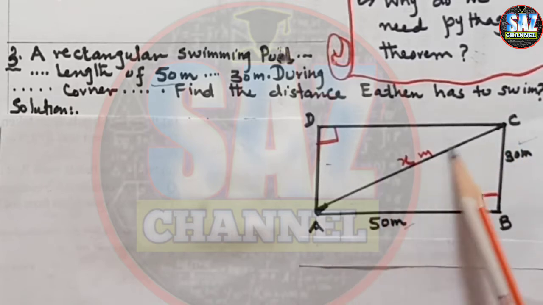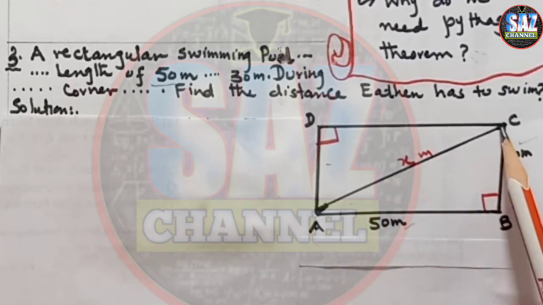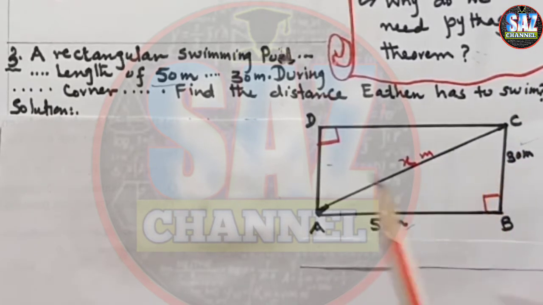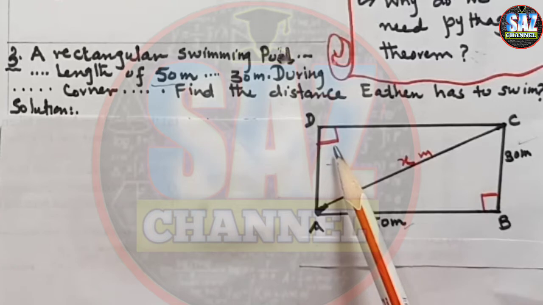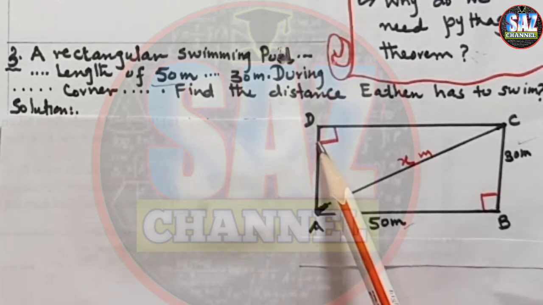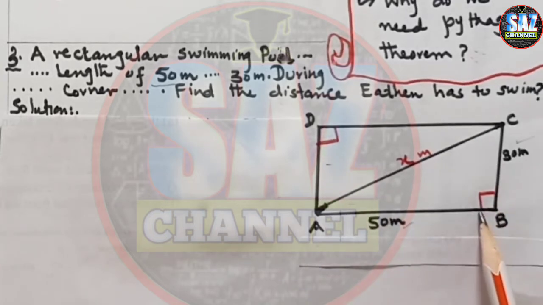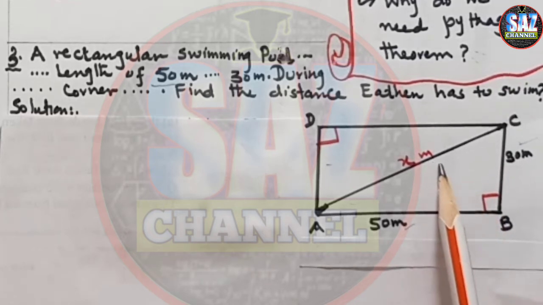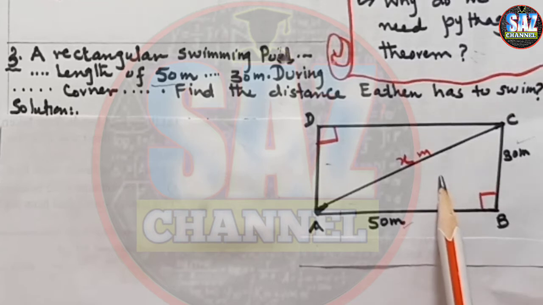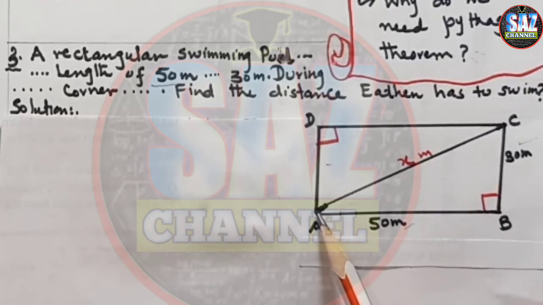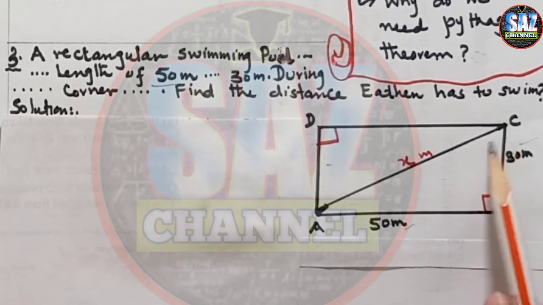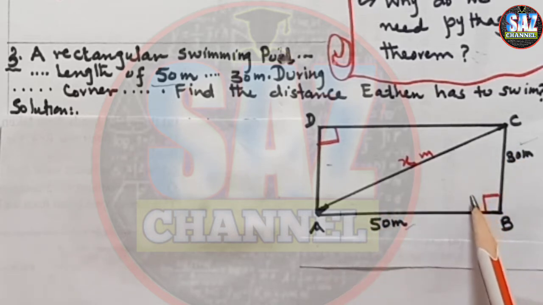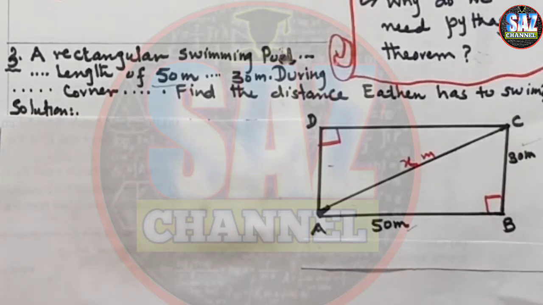When we are joining these opposite corners, we can see that we are getting the diagonal of the rectangle. If we recall the properties of a rectangle, we know that the angles at the corners of a rectangle are 90 degrees, and if this is a 90 degree angle, the face opposite to 90 degrees will be the hypotenuse. So in order to find the distance that Ethan has to swim, we actually have to find the hypotenuse of this rectangle. So let's move to the solution of the question.